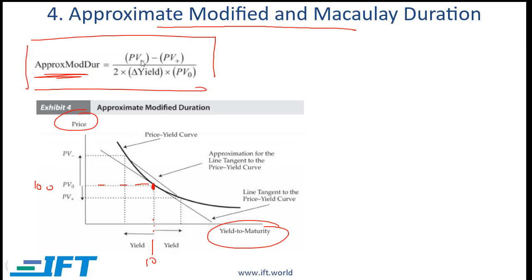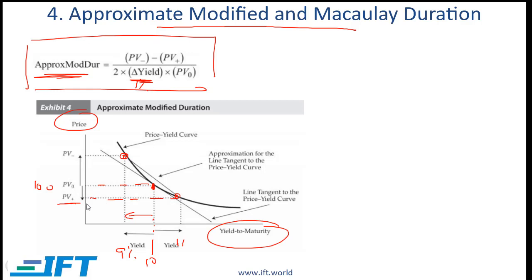PV minus is the price of the bond when the yield goes down by some delta amount. Let's for simplicity say that this is 1%. So if the yield goes down to 9%, then there is a certain price of the bond that is given by this number. If the yield goes up from 10% to 11%, then the price of the bond is PV plus, which is given by this number.